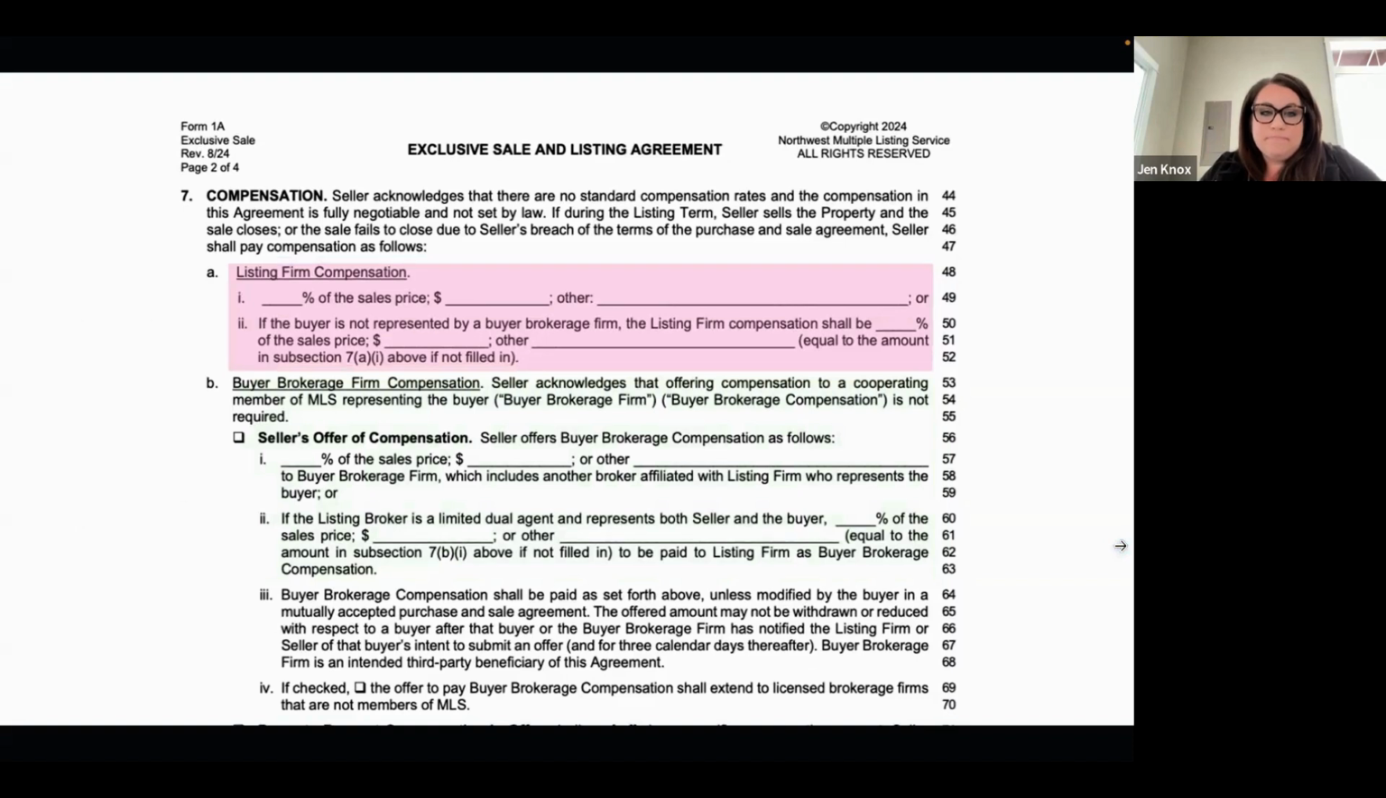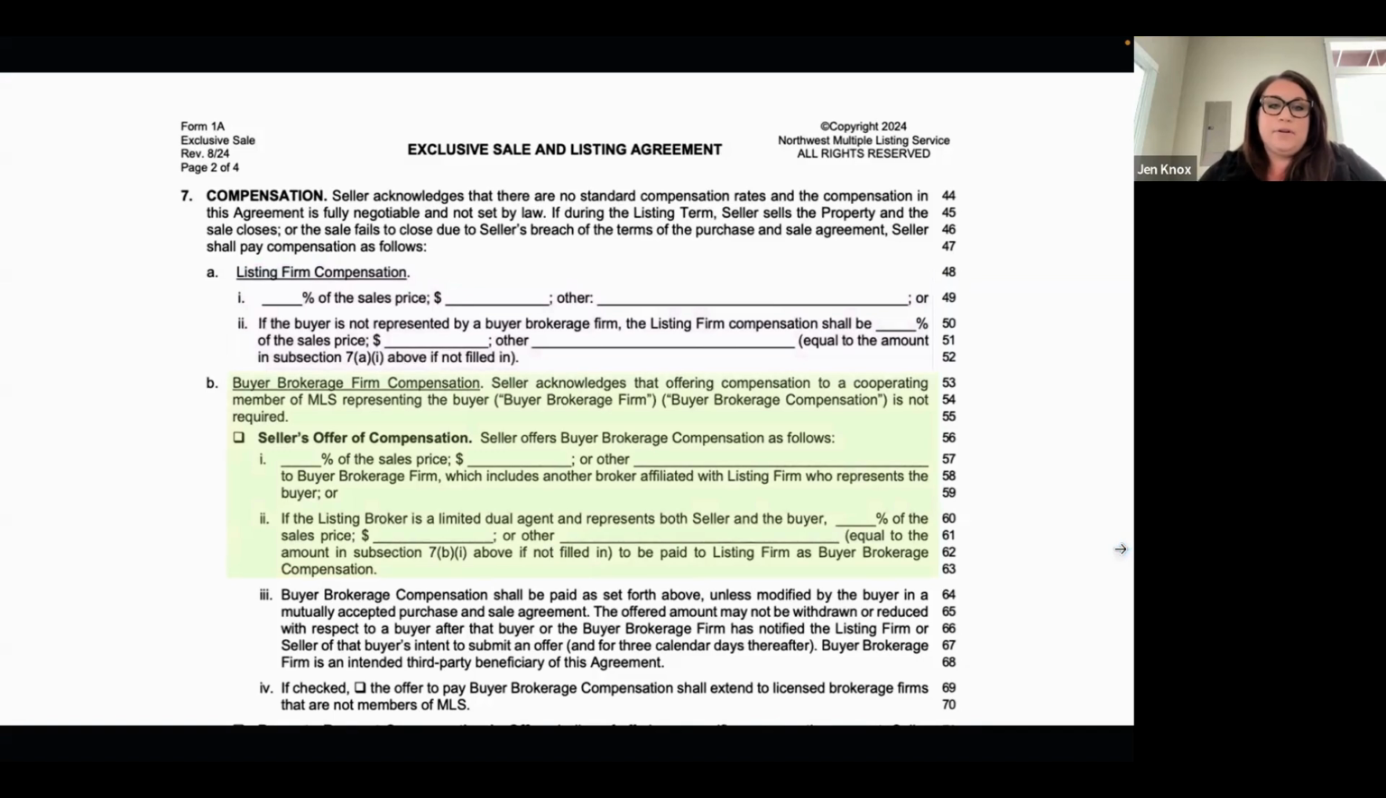Listing compensation. Like I said, it's going to be the same that it always has. The buy side, being unrepresented, is the only place here that we will add. So if you have offered to do compensation for $10,000 and told that seller, you know what, if a buyer comes unrepresented, I'm going to charge $15,000 total, then you can go ahead and put $15,000 in section 7AII. Because at the end of the contract and at the end of the transaction, the side being paid to the listing firm is going to reflect that $15,000.